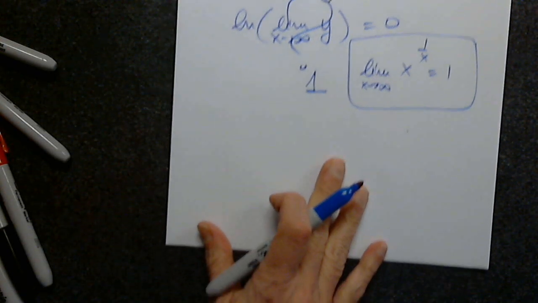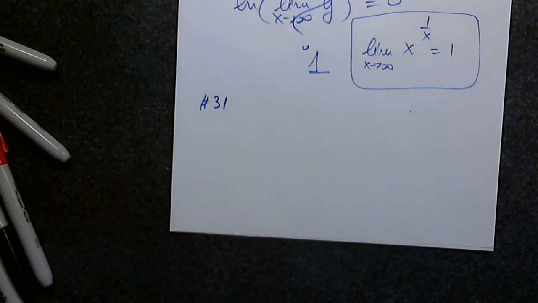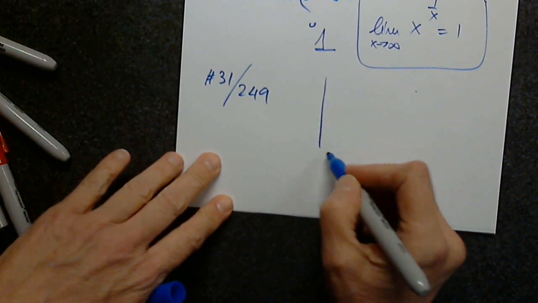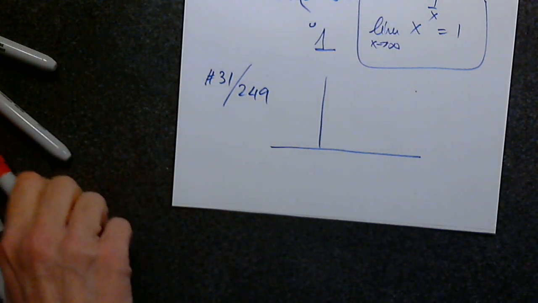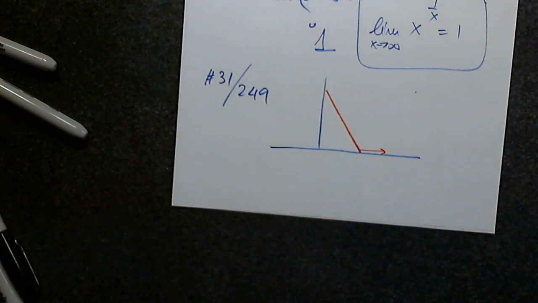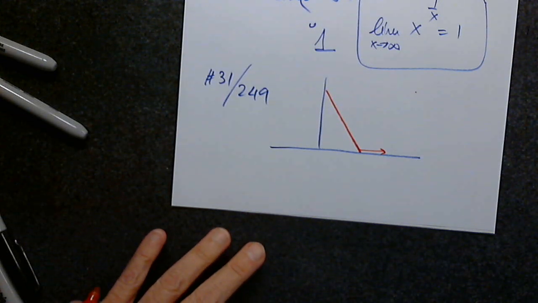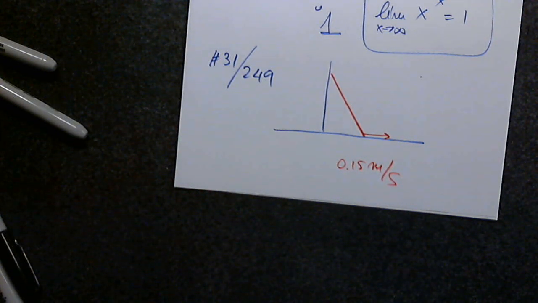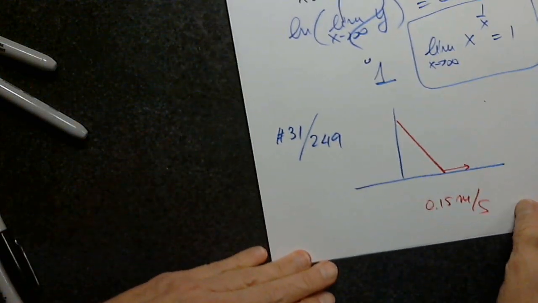Okay, 31. I don't know if we did this one. You let me know. What page? 249. 31 on page 249. The top of a ladder slides down a vertical wall at a rate of 0.15 meters per second. So I'm going to write 0.15 meters per second. We'll see what that means in a minute. At the moment when the bottom of the ladder is 3 meters from the wall, so that's the first scenario.